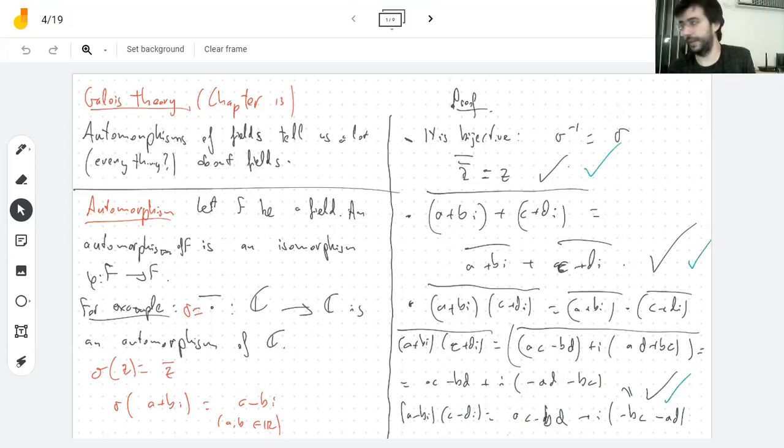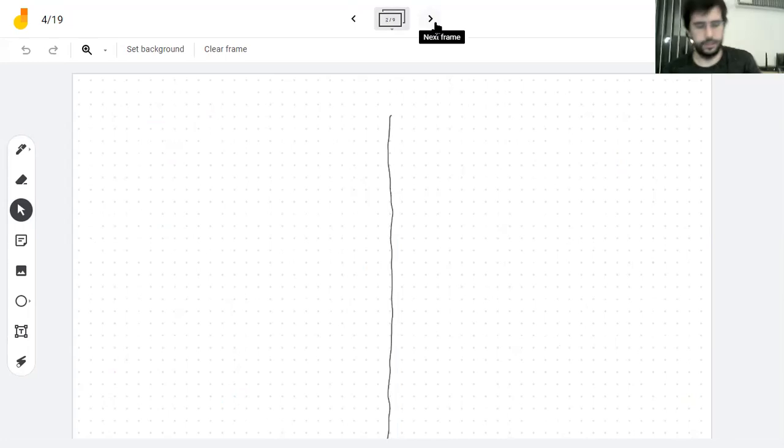It's a ring isomorphism, and we know very well that a ring isomorphism is the same as a field isomorphism. Knowing that it preserves multiplication already tells you that it preserves division, just like knowing that it preserves addition tells you that it preserves subtraction. I guess the conjugate of 1 is 1, the conjugate of 0 is 0. All right, so that's an automorphism of the complex numbers.